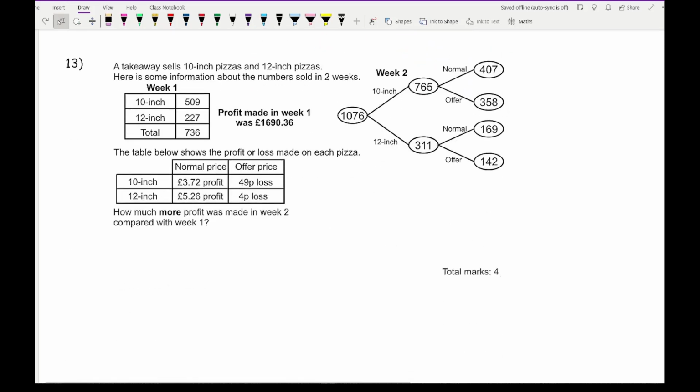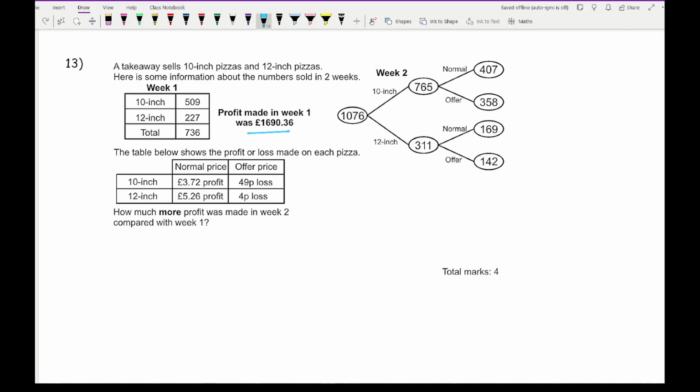Moving on to question 13, it says that a takeaway sells 10-inch pizzas and 12-inch pizzas. Here is some information about the numbers sold in week 2. And it says the table below shows the profit or loss made from each pizza. How much more profit was made in week 2 compared to week 1? Now in this particular question, it's given me what the week 1 profits are. So what I need to do is look at week 2, looking at the frequency tree to then do the maths.